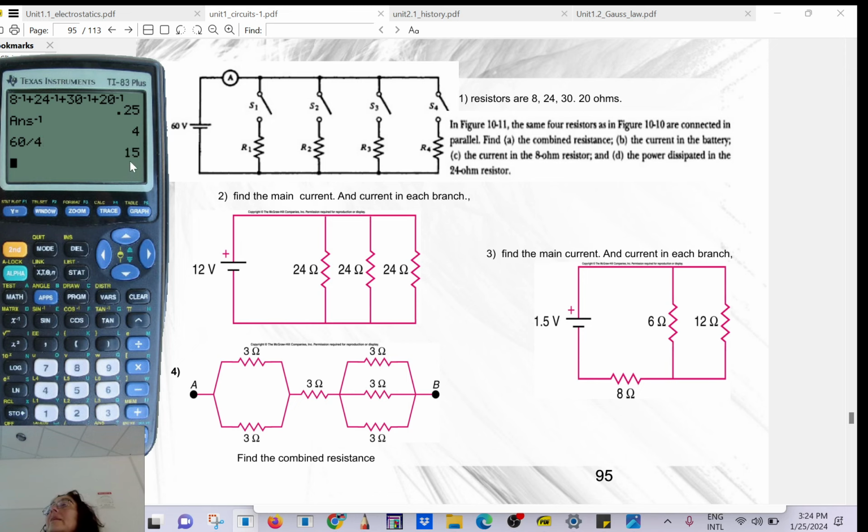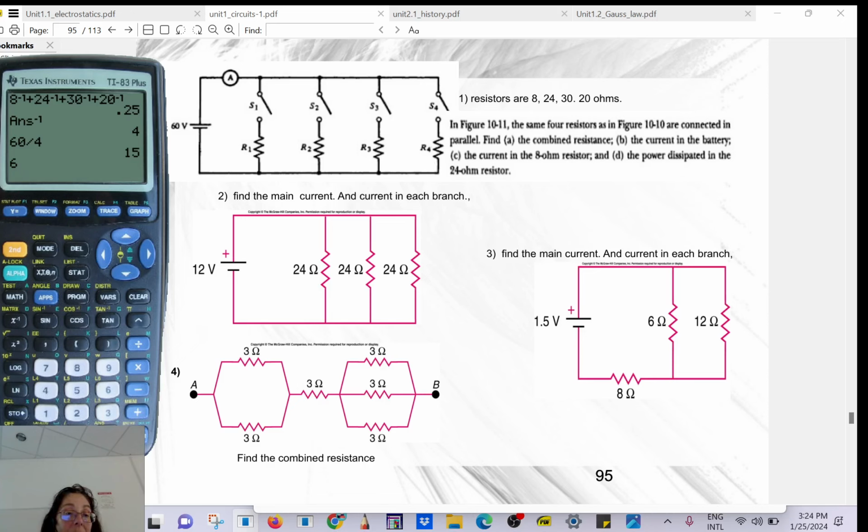15 amps. Do you all agree? So the 15 amps, that will be what you drain from the power supply. Let's see, what else do they want? The current in the 8 ohms resistance. So what's the voltage across the 8 ohms? Across the 8 ohms, across all of them.